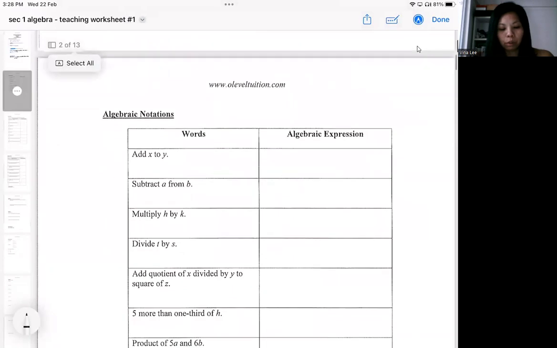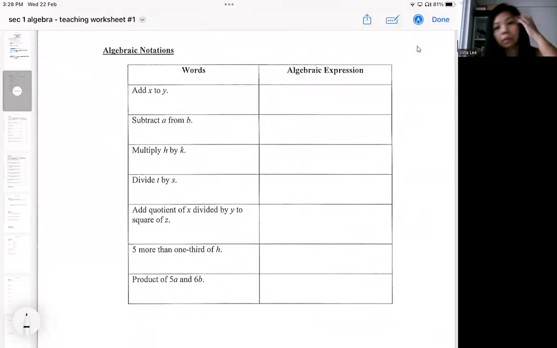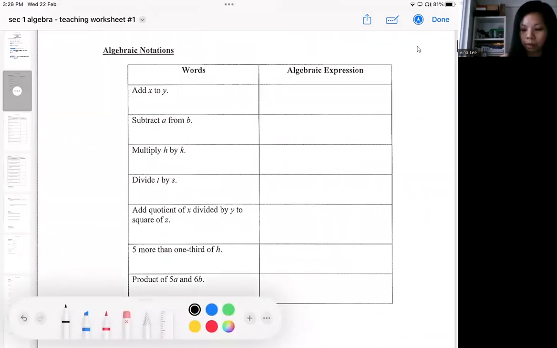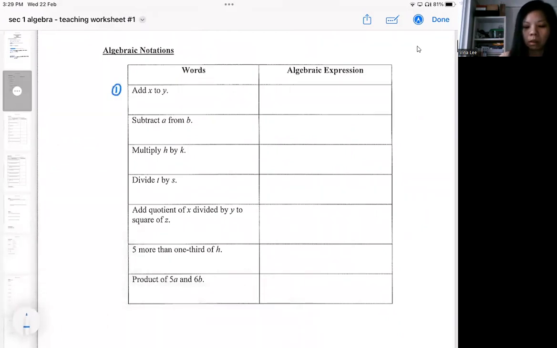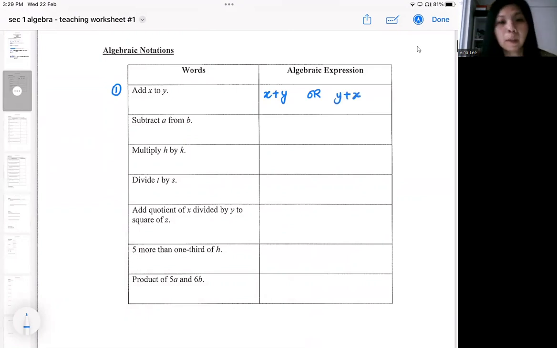And I'm going to show you some algebraic notation. So this will be the basics that you need to know. Okay, so we're going to translate words to algebraic expressions. So for example, here the first one, x to y. If I write in algebra, it will be x plus y, or it can be y plus x. Apple plus orange is the same as orange plus apple.